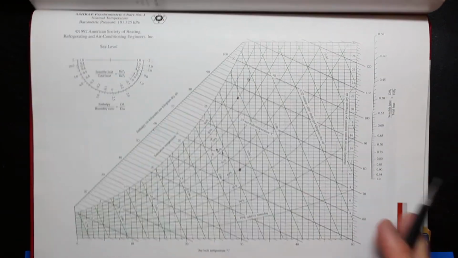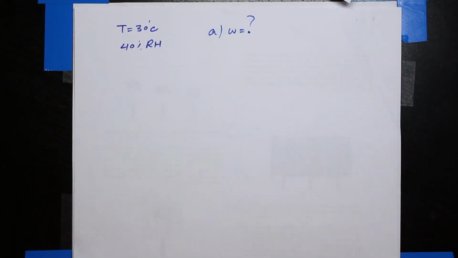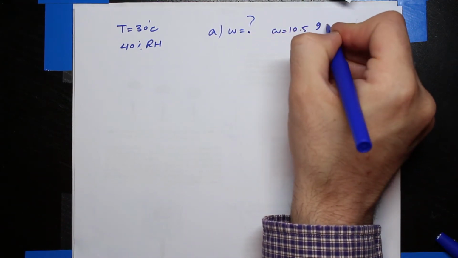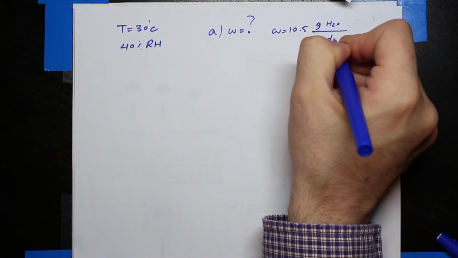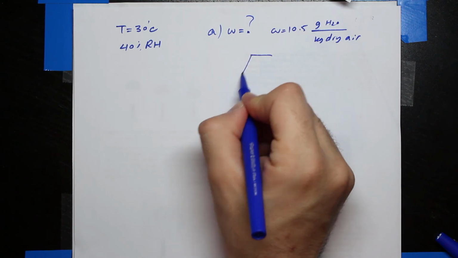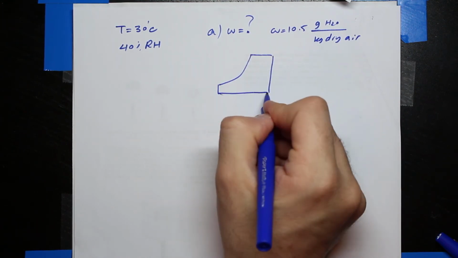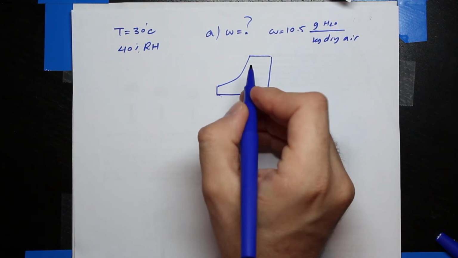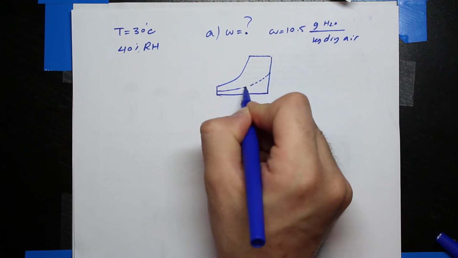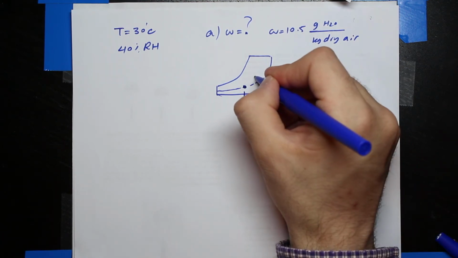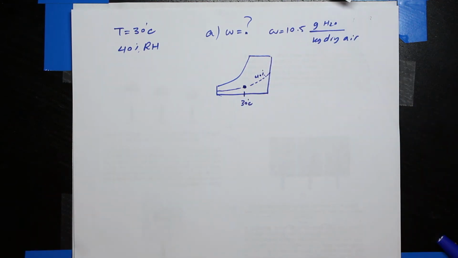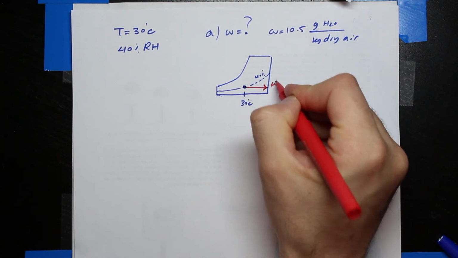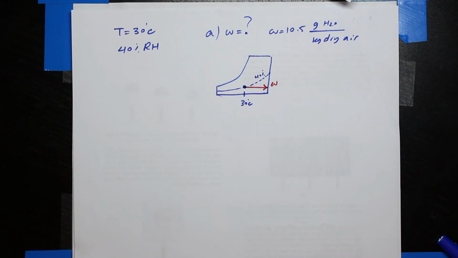So the answer to part A, going back to the problem, is 10.5 gram H2O or moisture over kilogram dry air. So very schematically, if I want to show how I found this number, I found my dry bulb temperature of 30 degrees C, and I found its junction with 40% relative humidity, and after that I horizontally moved to the right, and this is where I found my omega. So that is the answer to part A.